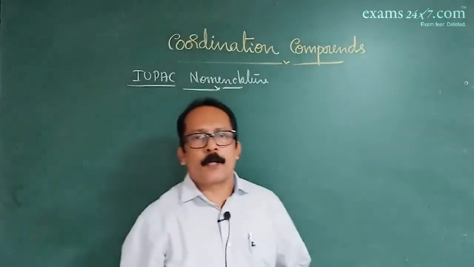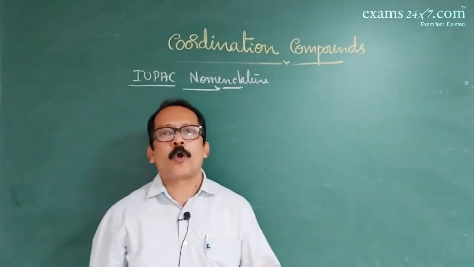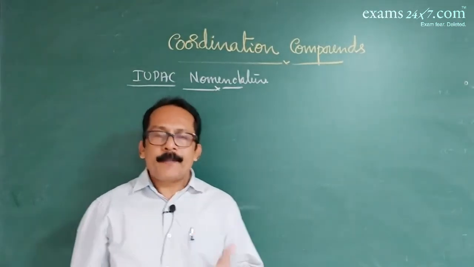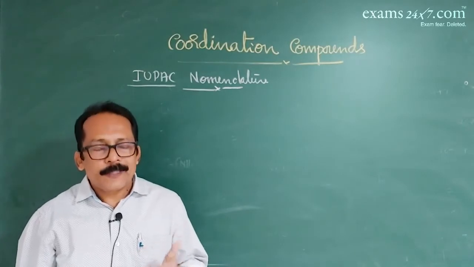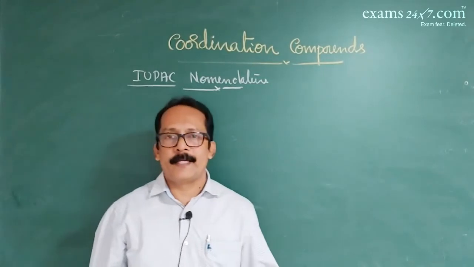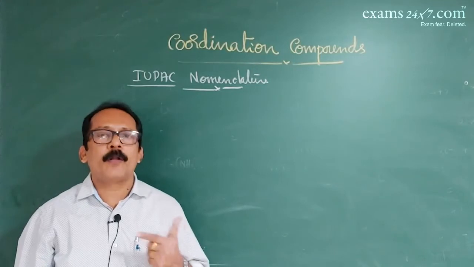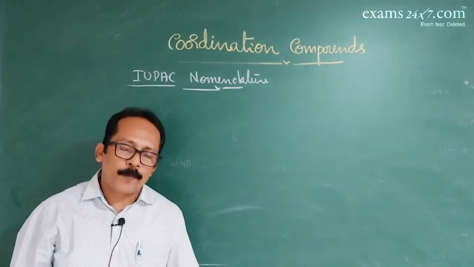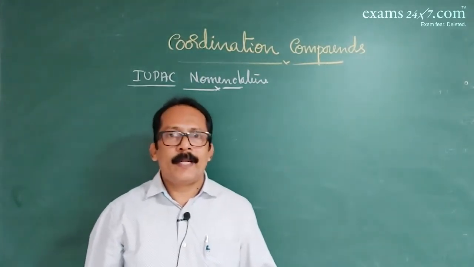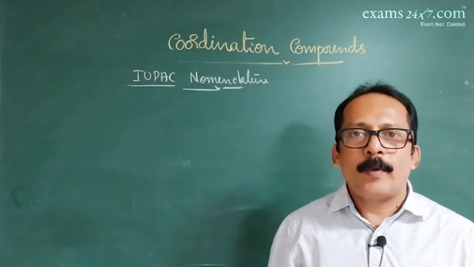While naming the complex compound, first preference is given to the cation, whether it is a simple ion or a complex ion. If the complex ion is a cation, while naming it you have to indicate the number of ligands, and first preference is given to the name of the ligand. The name of the ligand is followed by the name of the central metal atom or metal ion, and it is followed by the oxidation state.